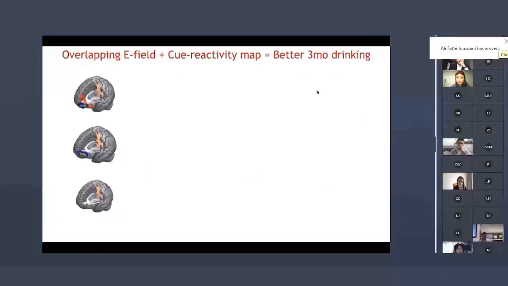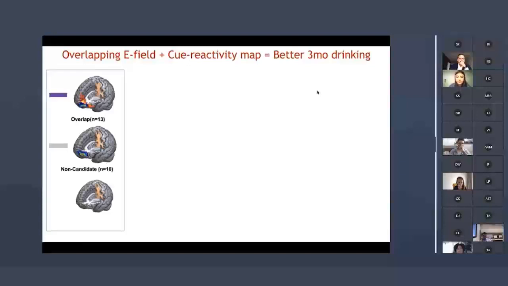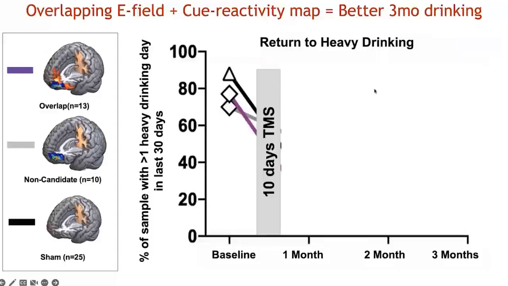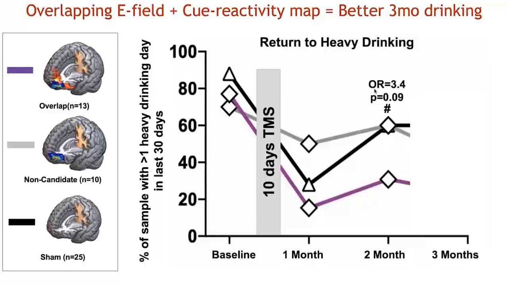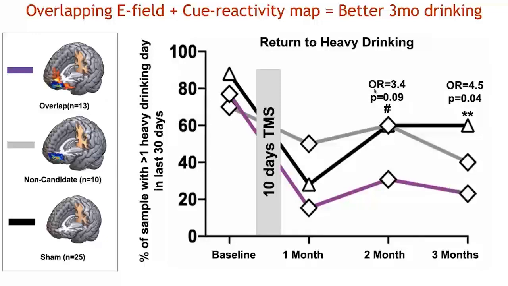And if you follow the purple line here, he divided it into groups. We had 50 people in the study, 13 of them have overlapping fields, and if you follow the purple line here, this is the percentage of the sample with at least one heavy drinking day in the last 30 days. And you'll see the purple line here on the bottom. So the people that had an overlapping electric field with their brain reactivity to cues, they had the best outcomes.